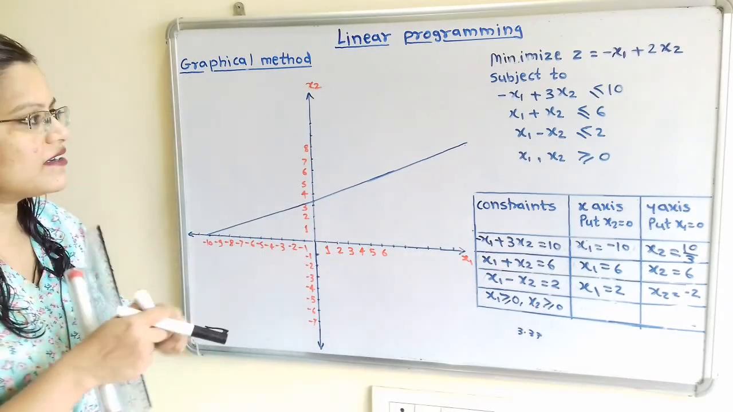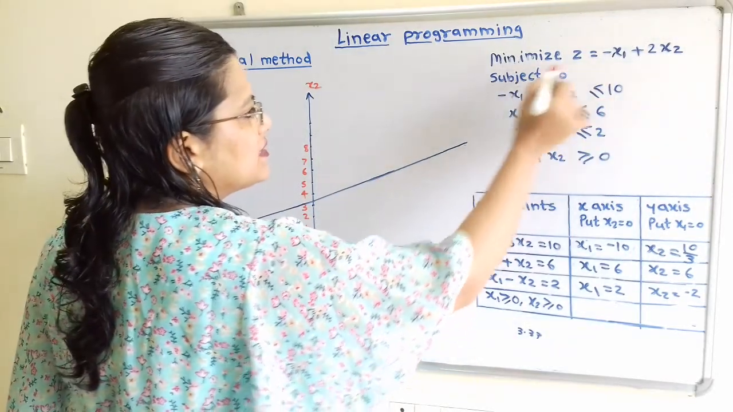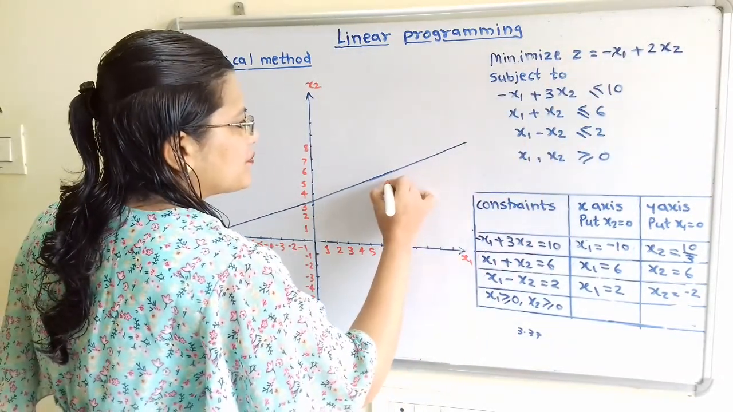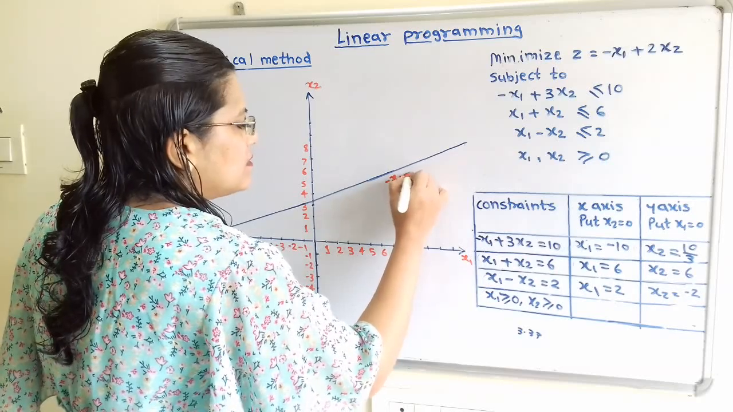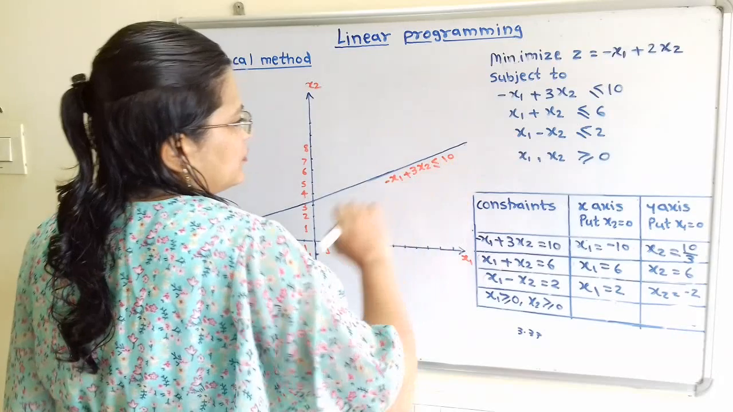Now we will write the constraint. Which is the constraint? The constraint is this. Originally this is the constraint, so I will write minus x1 plus 3x2 is less than or equal to 10.